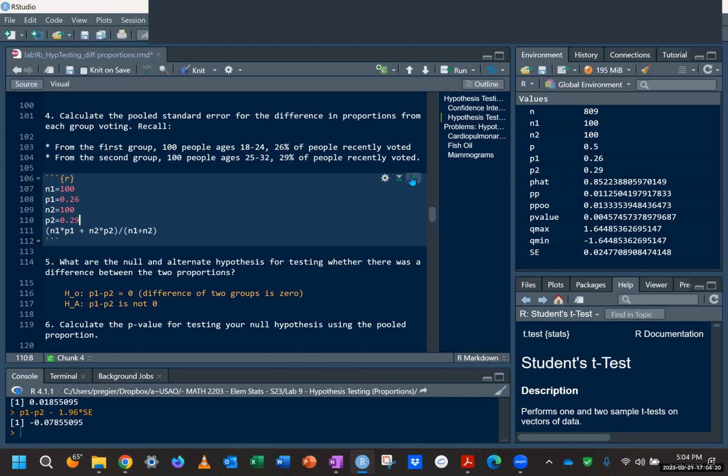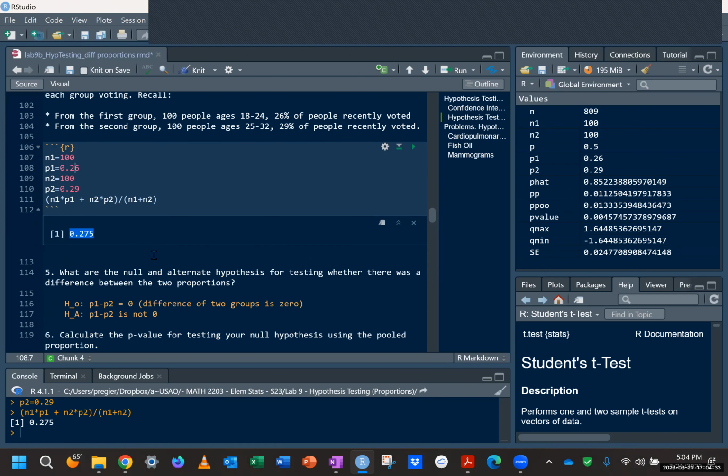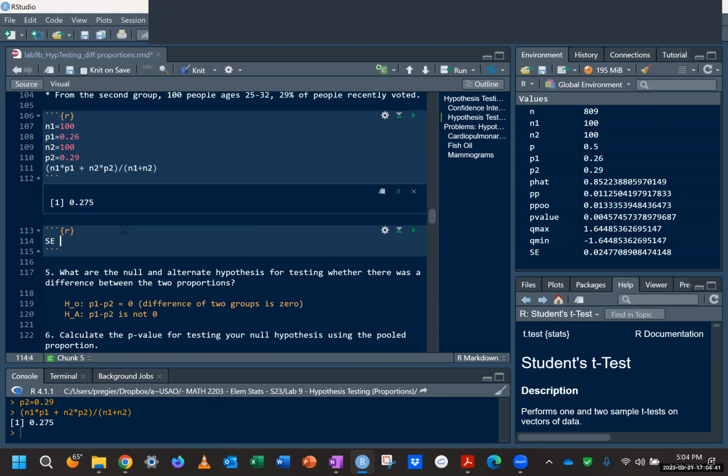So here we go. Here are the values. Here's our new proportion. I'm going to tell you it's going to be something in between these two. It's like we're taking the average of these two proportions between the two groups. So 0.275. That's the proportion we're assuming for which we're going to make our new standard error. So what's the standard error here? These are all things we need really for finding the p-value.